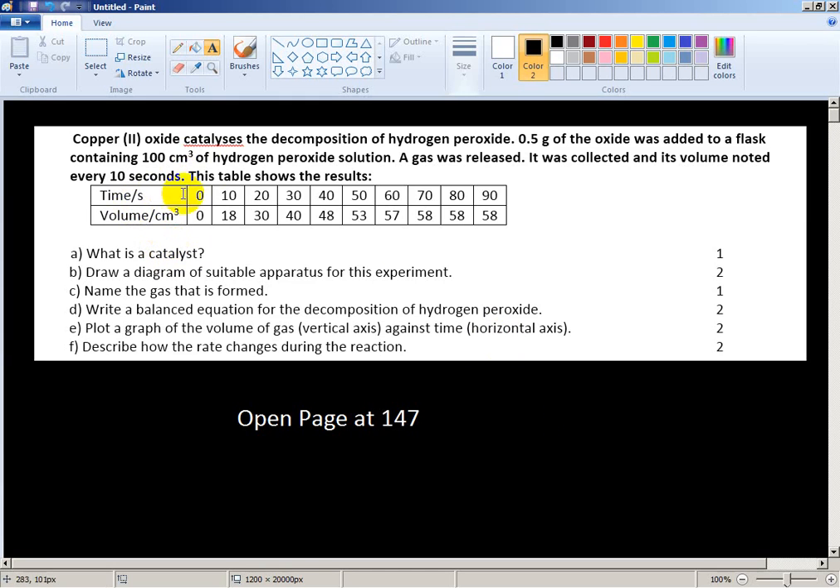Okay, this is question number 7. Copper oxide catalysis. It acts as a catalyst in the decomposition of hydrogen peroxide. Hydrogen peroxide, you know the formula: H2O2. Copper oxide is a catalyst. It catalyzes the decomposition of hydrogen peroxide.